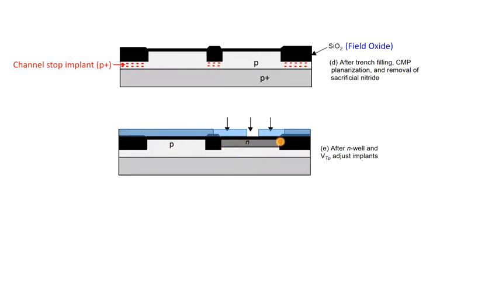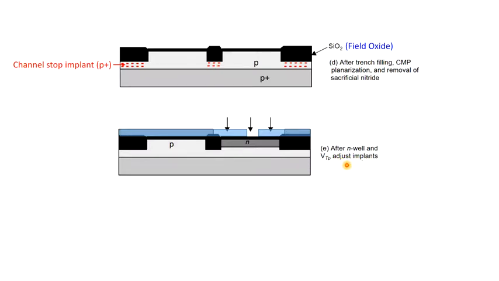So the first implant by which we form this N region is called the N well formation implant. The second implant, by which we are changing the threshold voltage of this P channel MOSFET, is called the threshold voltage adjustment implant. Fine.